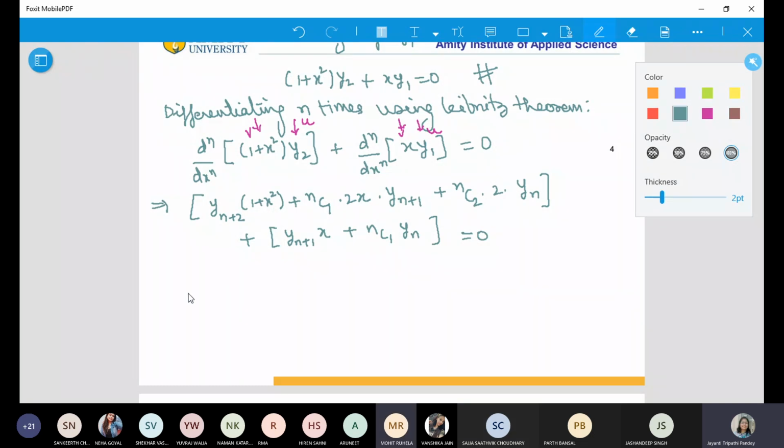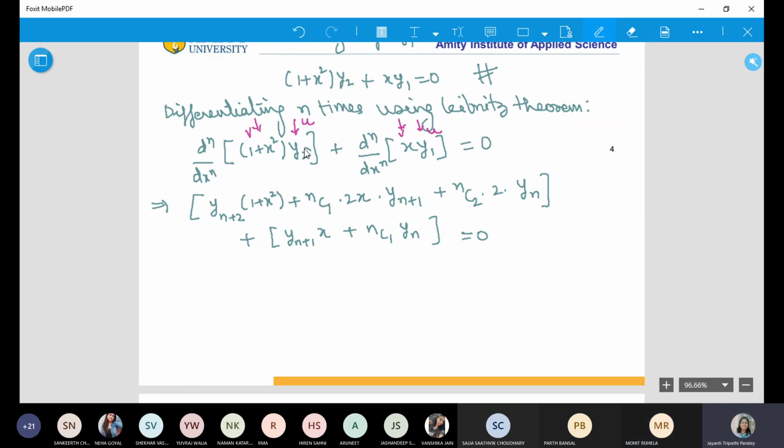Ma'am, repeat the n plus 2 part. Here you have y2, right? And now you are differentiating n times. Let me explain it like this. Suppose you have y is equal to x to the power n plus 2. Then what will be y1? x to the power n plus 1 into n plus 1. And y2 is equal to n plus 2 into n plus 1 into x to the power n.